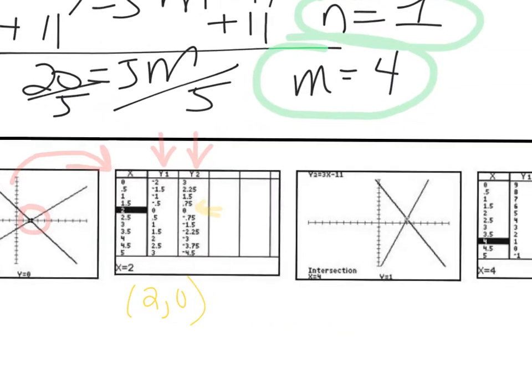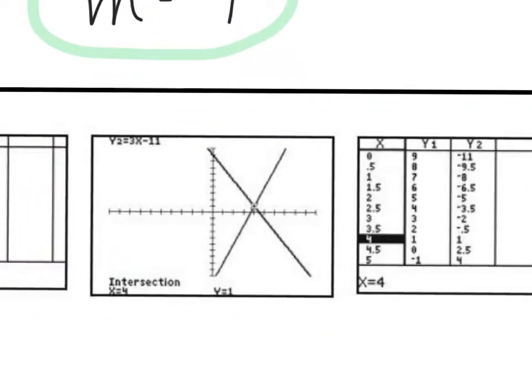If you were to look at the next example, again, you can see that when x is 4, the output for y1 is 1 and the output for y2 is 1. So the solution to this system would be (4, 1).